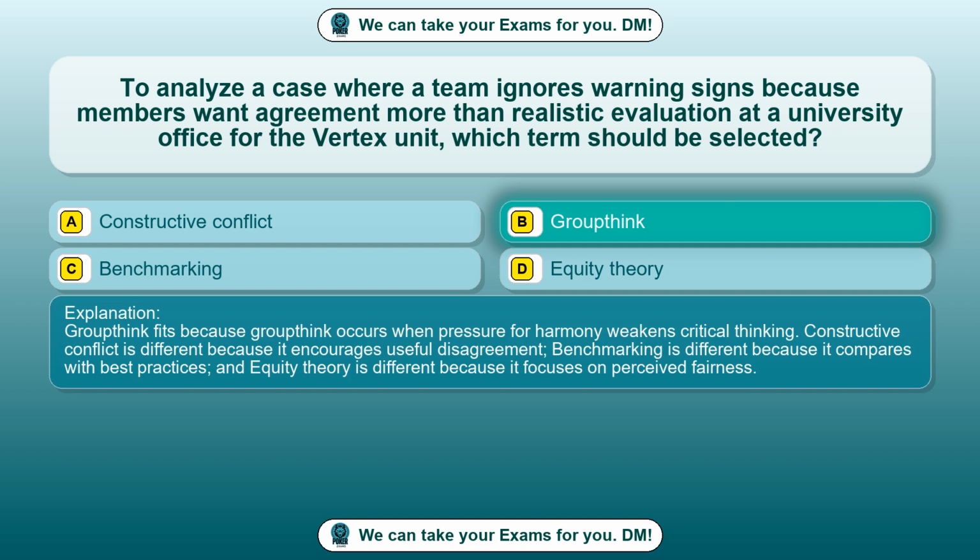Groupthink fits because groupthink occurs when pressure for harmony weakens critical thinking. Constructive conflict is different because it encourages useful disagreement. Benchmarking is different because it compares with best practices, and equity theory is different because it focuses on perceived fairness.